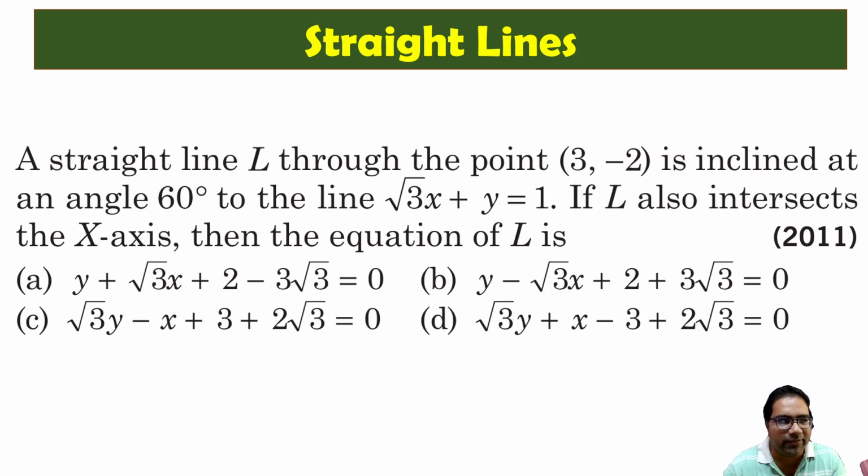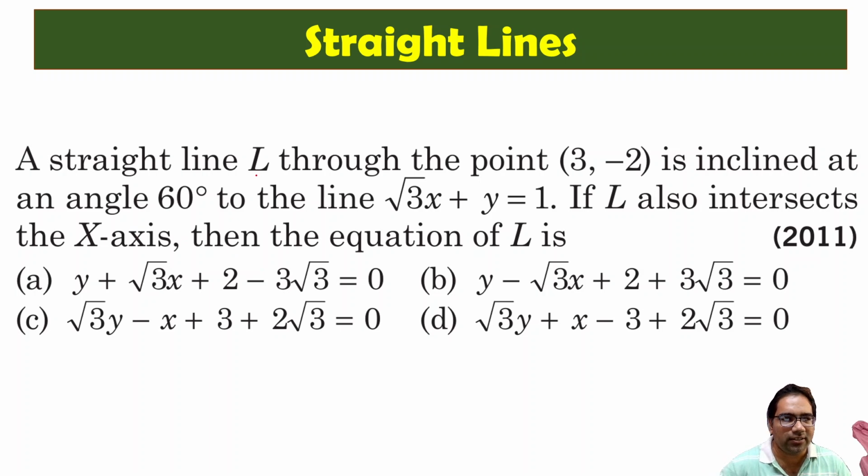We have to find the equation of a straight line which is passing through the point (3, -2), and it should be inclined at an angle of 60 degrees to the line root 3x plus y equals 1. If this straight line L also intersects the x-axis, then what is the equation of this line? So we need to find out the equation of this L.